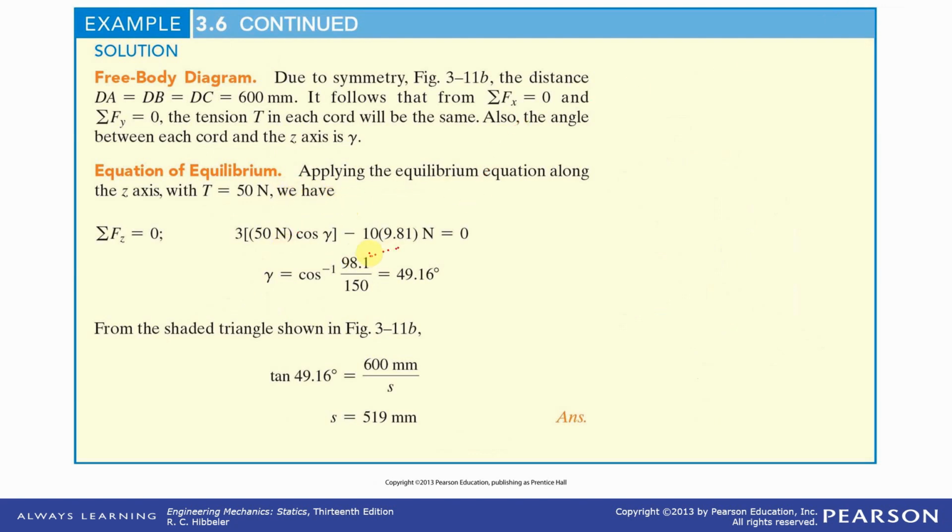So applying the equilibrium equations, this is the force acting down, the weight. This is 3 times the 50 newtons, the force in each cable, times the cosine of gamma, and we can solve for the cosine of gamma then. Okay. The tangent of gamma is going to equal that 600 millimeters divided by the total length. So that gives us our answer. Not too tough.